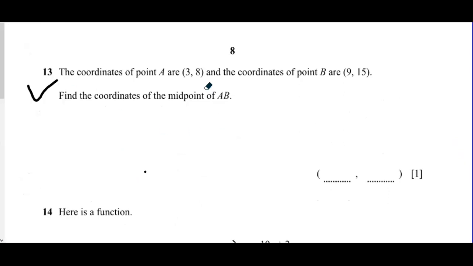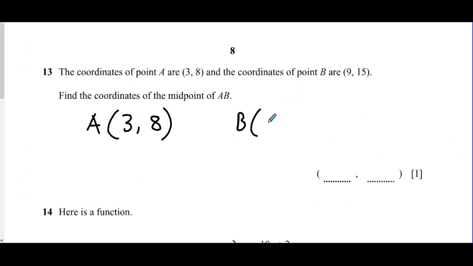Okay, there we go. We have this question here, question number 13. This question says the coordinates of point A are 3, 8. So this is point A, and the coordinates of point B are 9, 15. Can you find the coordinates of the midpoint?